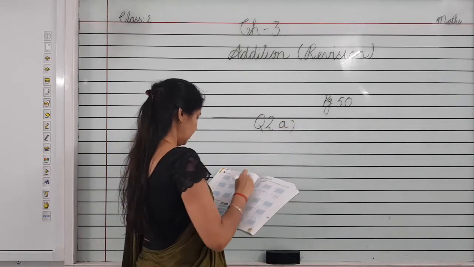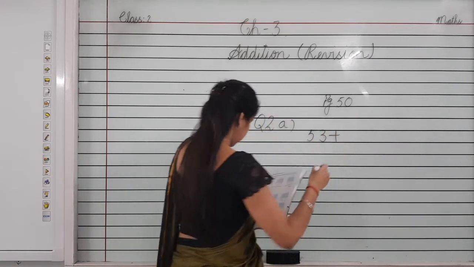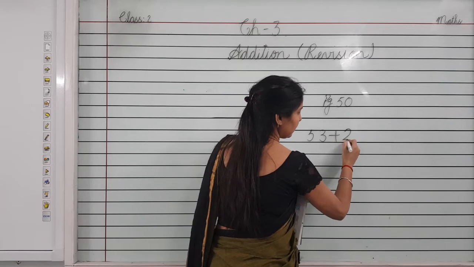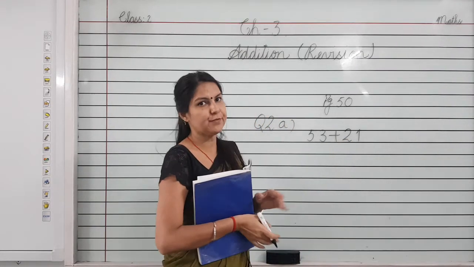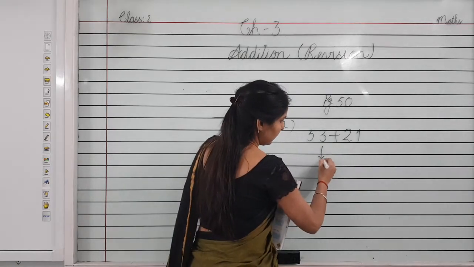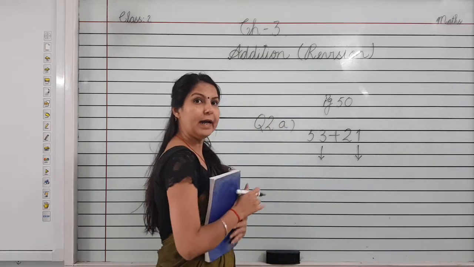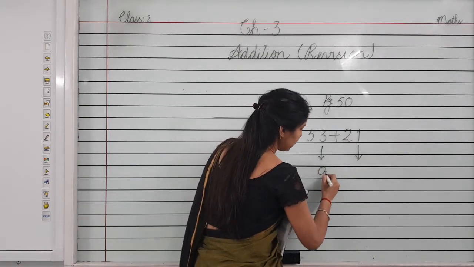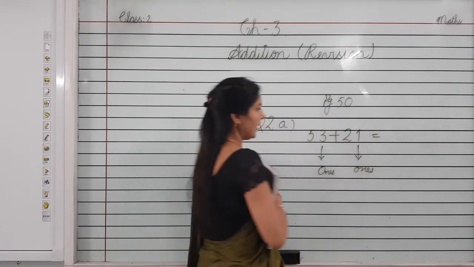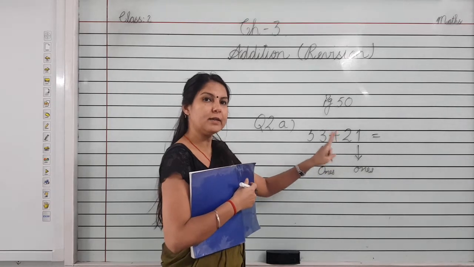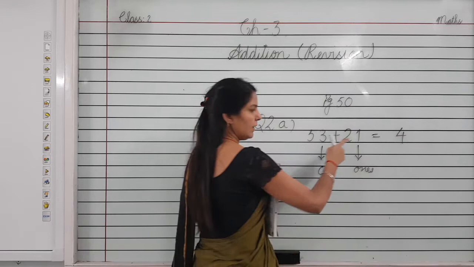Two numbers are here, 53 plus 21. What we will do here? We will find out the digits which are at ones place first of all. Here 3 is at ones place and here is 1 at ones place. Now we will add these two digits first because these are at ones place. After adding these two digits, we have to write their sum at the ones place. This is 4. 3 plus 1 is 4.